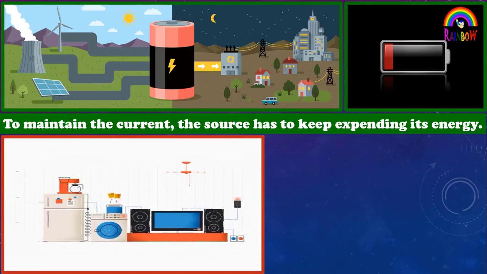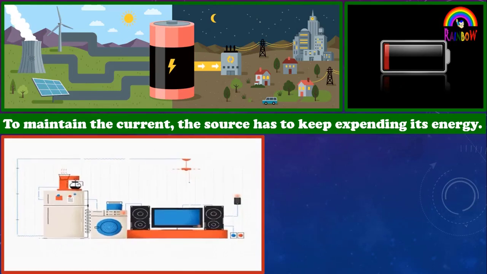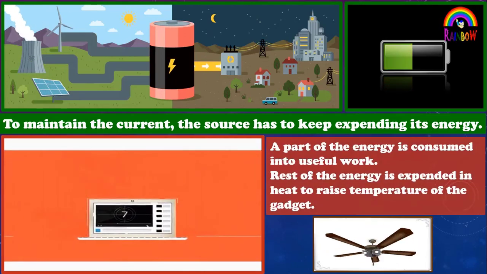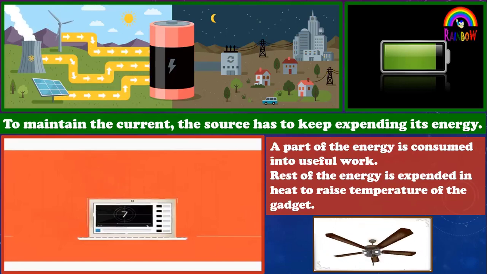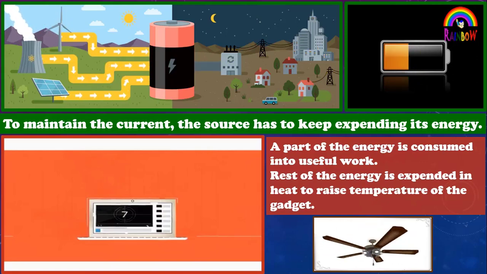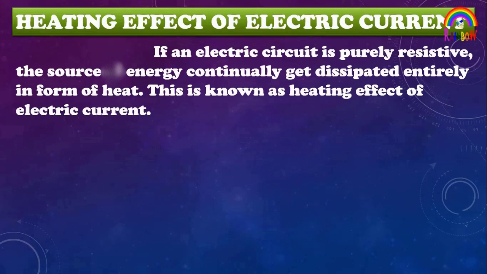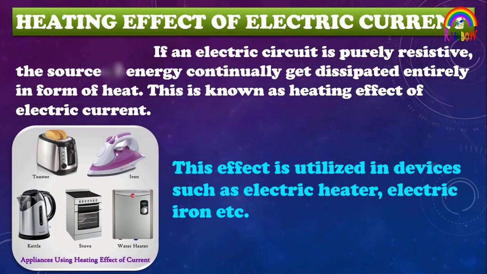We often observe that electric gadgets become warm if used continuously for longer time. Why does it happen? Students, in any electric circuit, a part of the source energy may be consumed into useful work, like in rotating the plates of an electric fan. Rest of the energy may be expended in heat to raise the temperature of gadget. On the other hand, if the electric circuit is purely resistive, then the source energy continually gets dissipated entirely in the form of heat. This is known as the heating effect of electric current. This effect is utilized in devices such as electric heater, electric iron, etc.